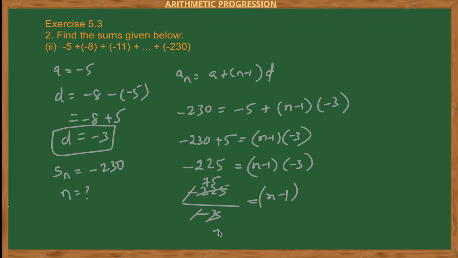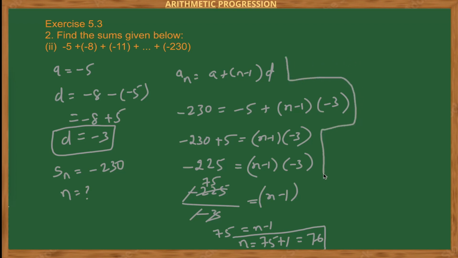So 75 equals n minus 1. So n is equal to 75, and the minus 1 brought to this side becomes plus 1. So it becomes 76. So we have the n value as 76.